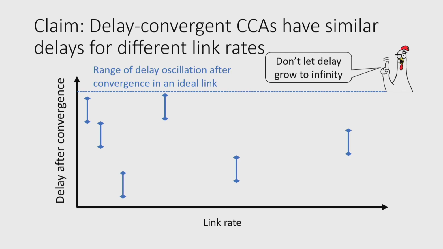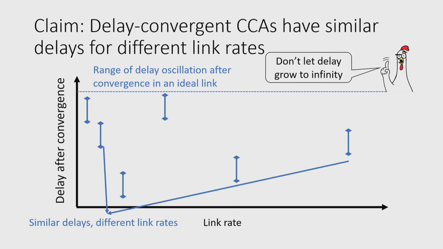And if we keep doing that, the first thing to note is that since this is a delay bounding CCA, there's going to be an upper bound above which the delay will not increase. Again, all of this is in an idealized mathematical link. And then because of the pigeonhole principle, because the delay range is bounded, but the link rate range is not, we're going to find two very different link rates that have very similar delays. In fact, they're going to be within a range of delta.